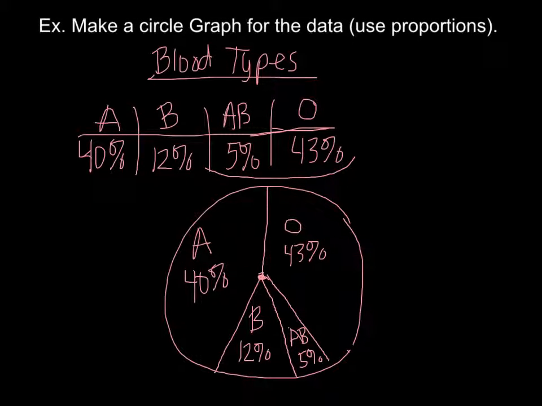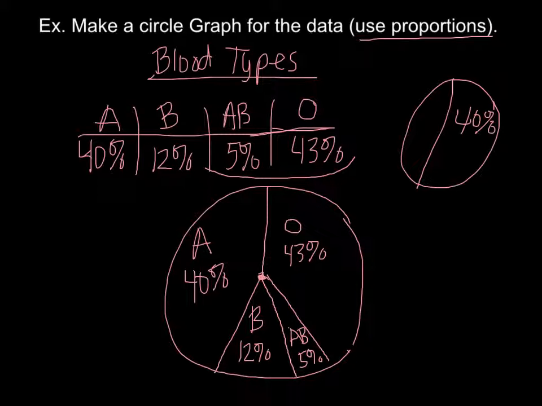Just to explain, when it says use proportions, it just means that they don't want you making it up and saying this is 40%, this is 43%, then chopping this part off and making it 5%. They want you to get it as close to realistic as possible. That's what it means by use your proportions.